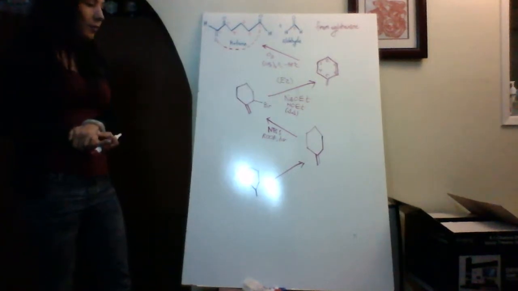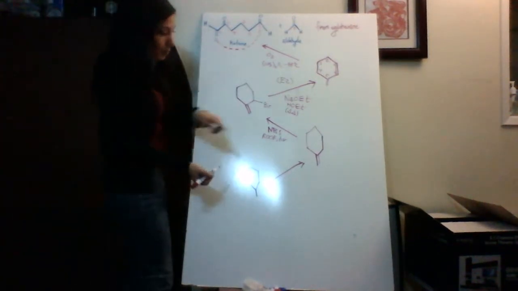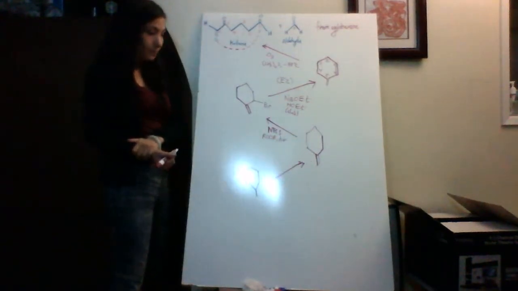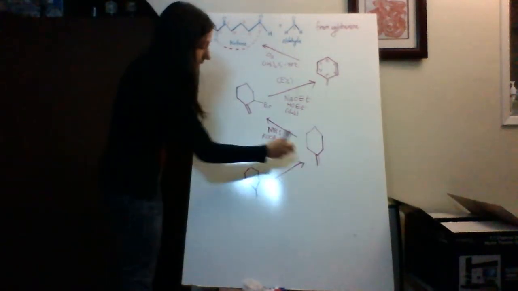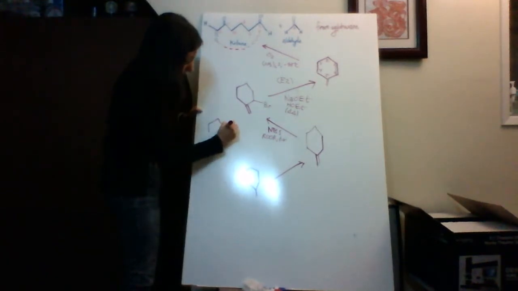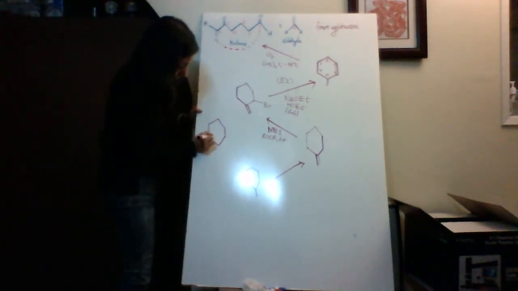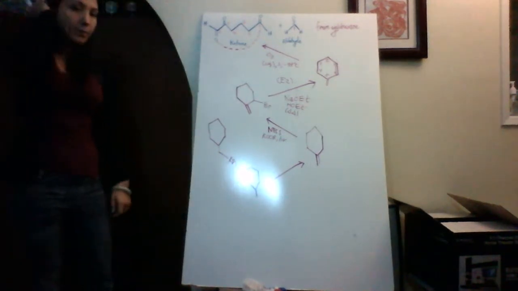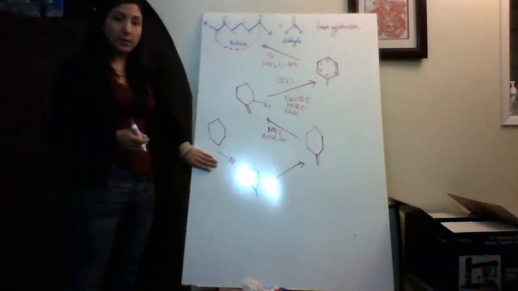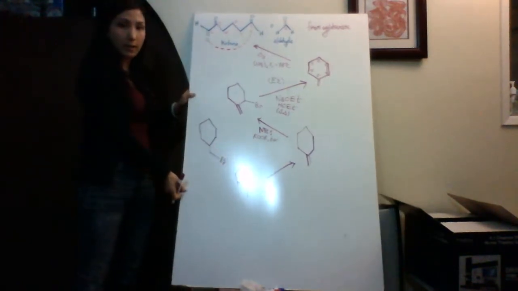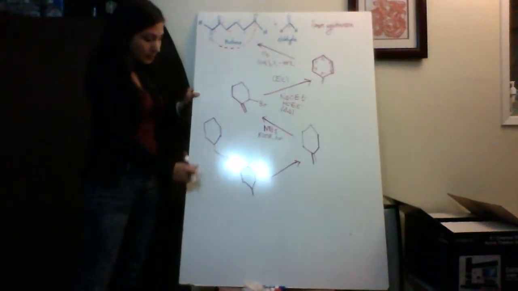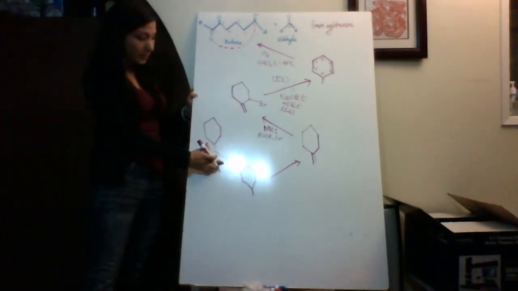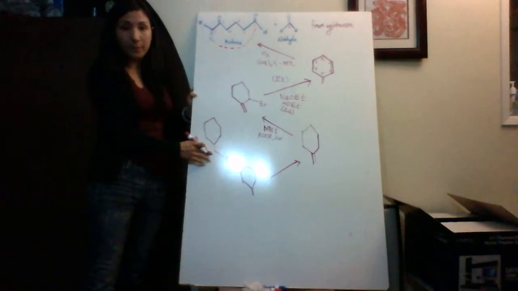Okay. I need to figure out where I want to put the bromine. Do I want to put the bromine in this position, or do I want to put the bromine in that position? Well, if I put the bromine on the end here, on the methyl group, it would look something like this. The problem with this is that this bromine is on a primary carbon. It's on a primary position.